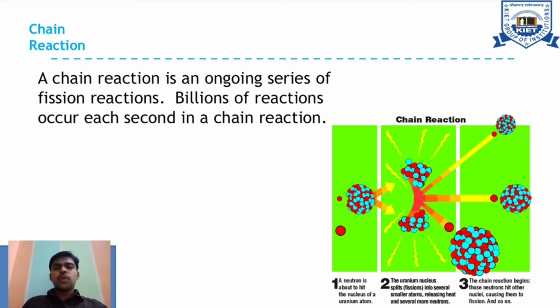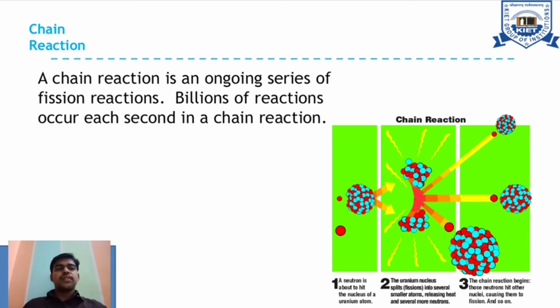Overall, while discussing these types of chain reactions, we have to go process by process to understand the whole nuclear energy aspect, because otherwise confusion may happen. Where is the neutron, how is it happening, how does the uranium process happen, everything will make us confused. To avoid that confusion, we have to keep in mind a neutron is about to hit the nucleus of the uranium atom. Now the second process is the uranium nucleus splits into several smaller atoms, releasing several more neutrons. Then the third process is the chain reaction.